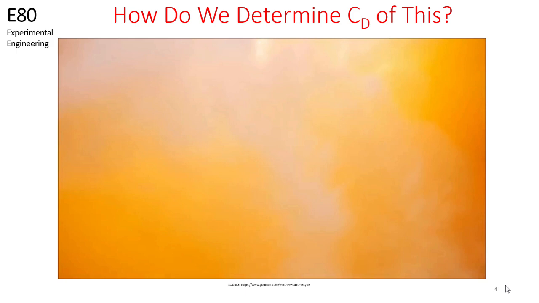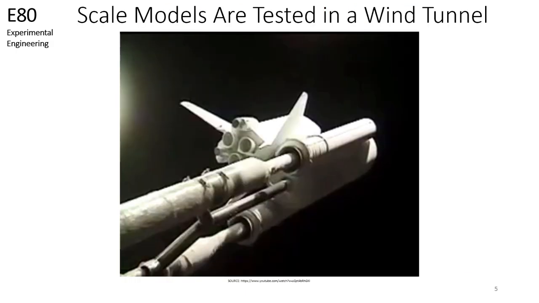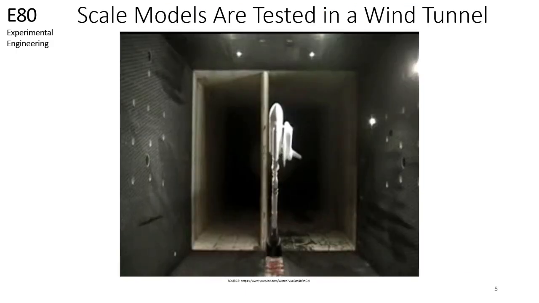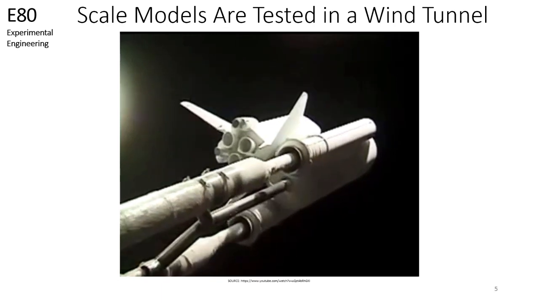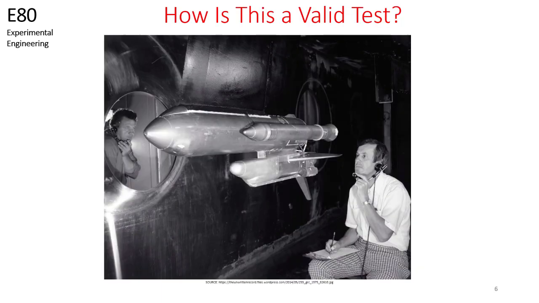The space shuttle is massive, and it would have been impractical to build actual prototypes of various designs of the space shuttle to determine lift and drag characteristics of this vehicle. What engineers do is create scale models of very large prototypes and test them in a wind tunnel.